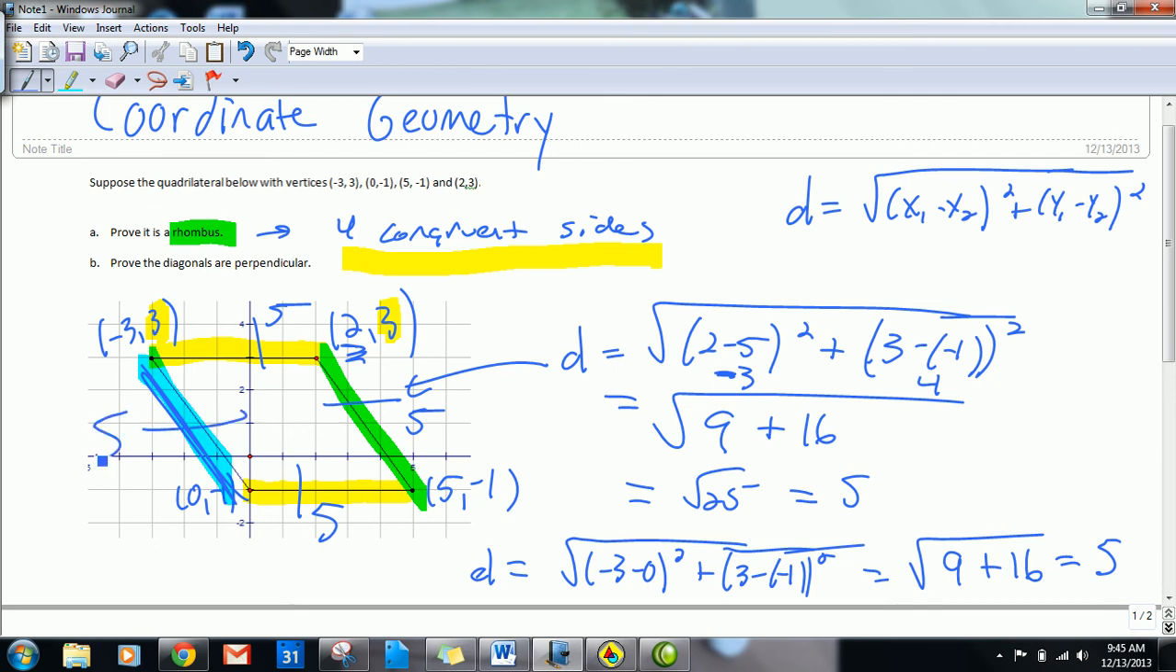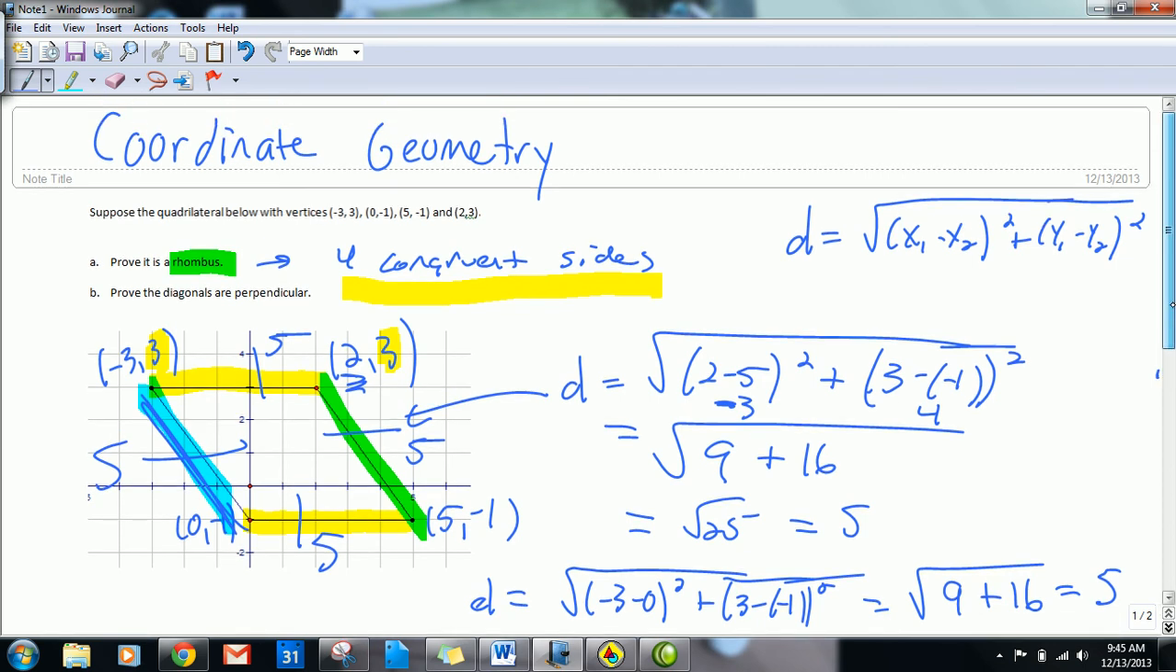Okay? So as of now, I've shown that I have a rhombus. All 4 sides have the same length of 5. Therefore, I've shown we have 4 congruent sides, which is what a rhombus is by definition. Right? And we work back to the definition. And I've shown that. Okay?